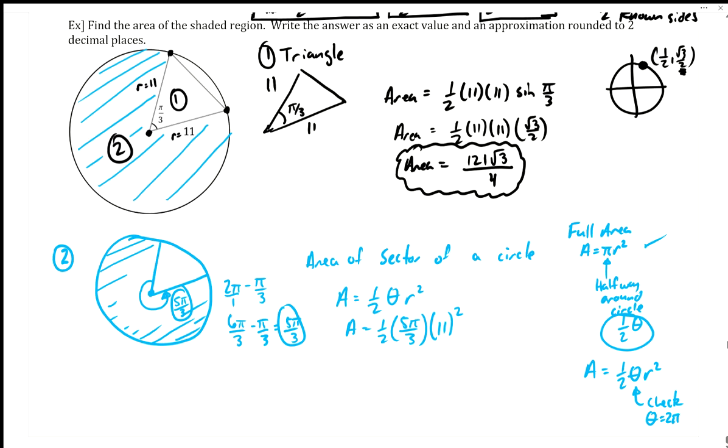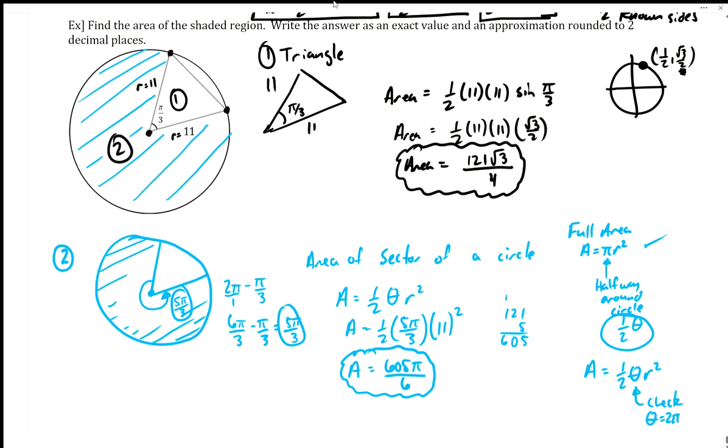Okay, so 11 squared is 121. It will times 5. So I'm just doing my scratch work. 1 times 5 is 5, and then 10, so 605. Okay, so we have 605 pi in the numerator, and then 2 times 3 in the denominator is 6. Okay, so that's the area of the sector of the circle.